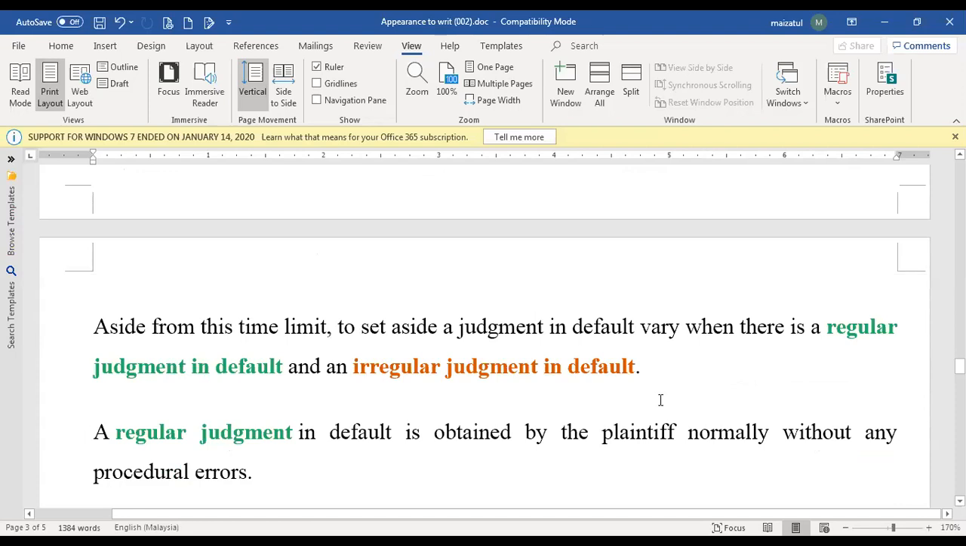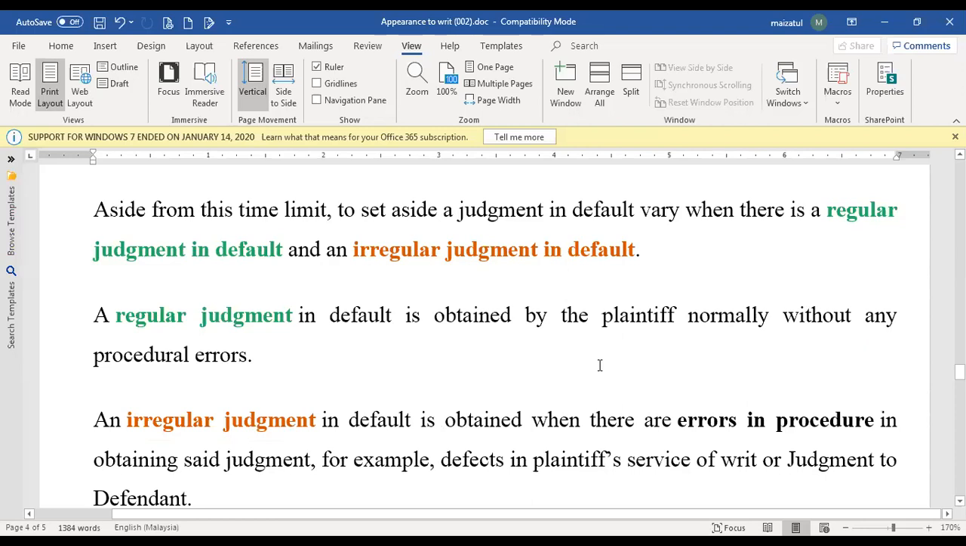Then we will come to what is meant by a regular judgment in default and an irregular judgment in default. A regular judgment in default is obtained by the plaintiff normally without any procedural error. In other words, the plaintiff served the writ and summons on the defendant in the correct way. For example, for an individual it will be AR registered, and for a company it will be at the registered office, duly chalked by the parties. There's no procedural error, so we call this a regular judgment.